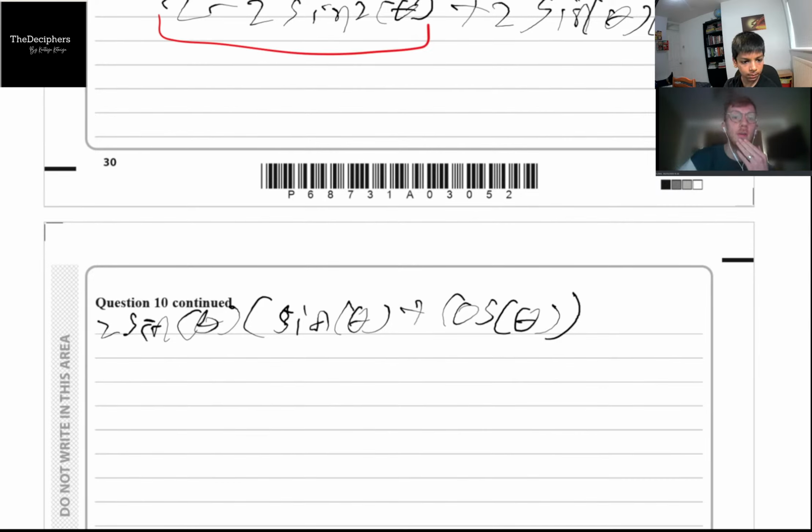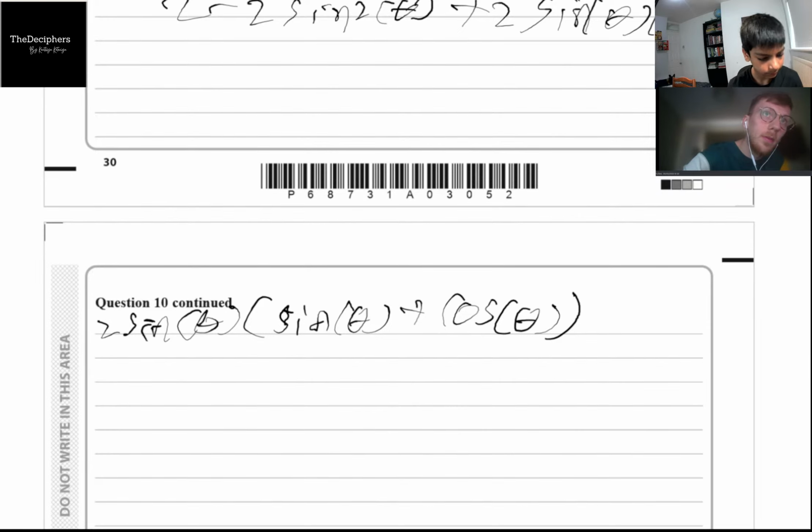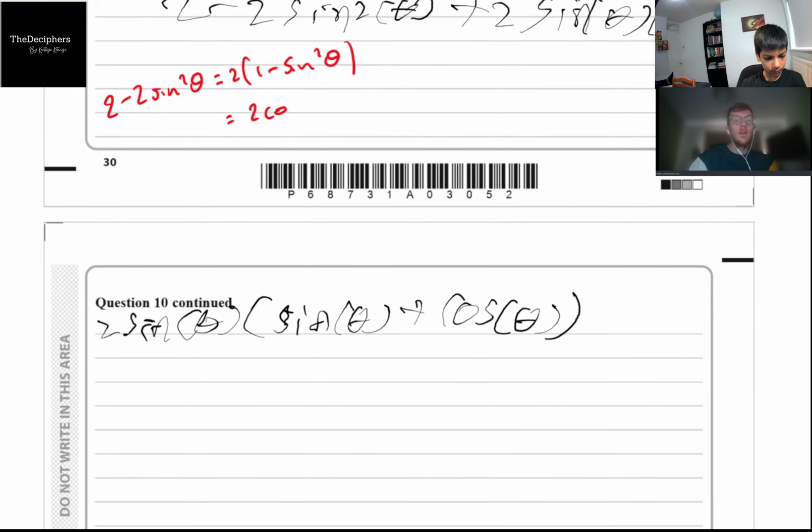So 2 minus 2 sine squared theta. Does that look familiar at all? It looks the same as 2 cos squared theta, because that's 2 times 1 minus sine squared theta, and that's 2 cos squared theta. Brilliant. Yeah, so I'm going to just write that down. 2 minus 2 sine squared theta is 2 times 1 minus sine squared theta, which you just told me is 2 cos squared theta. Okay, so we can do that for our denominator. Yep.